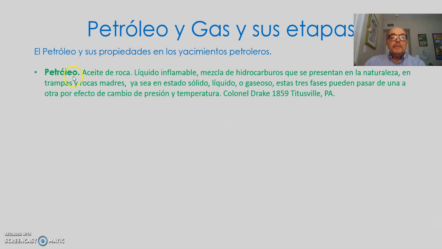So what's the oil? Oil is a flammable liquid, a mixture of hydrocarbons with some impurities, and what you find depends on the pressure and temperatures. We're going to see that in the next presentation, how the characterization of the reservoirs depends on what kind of fluids they have.